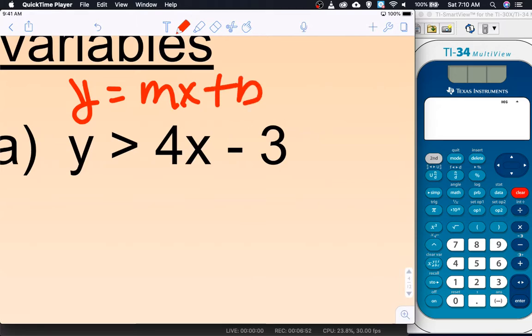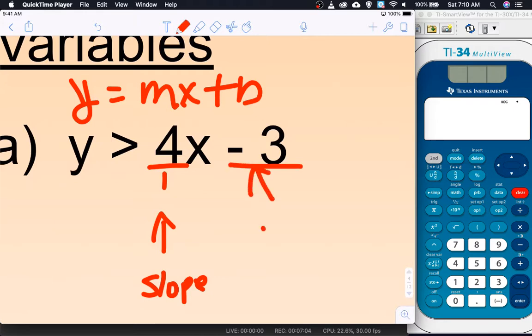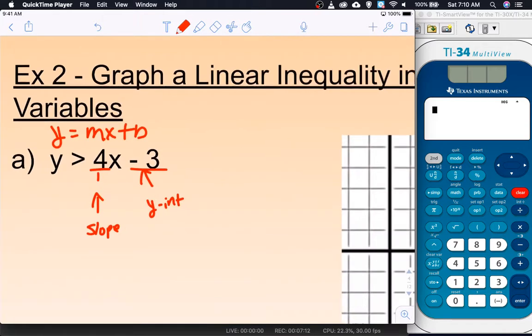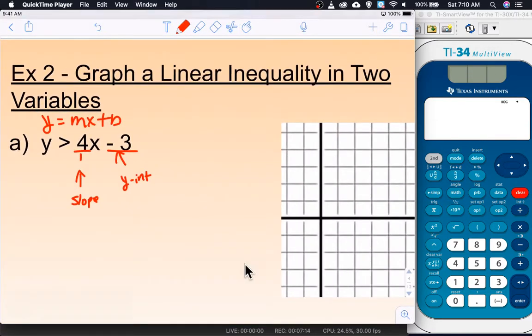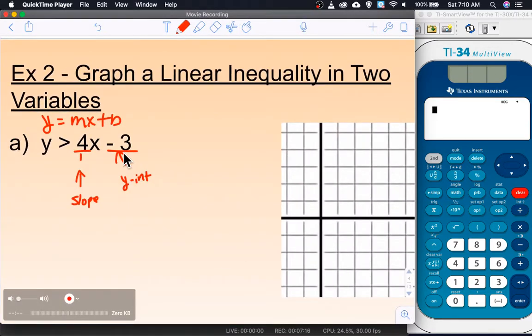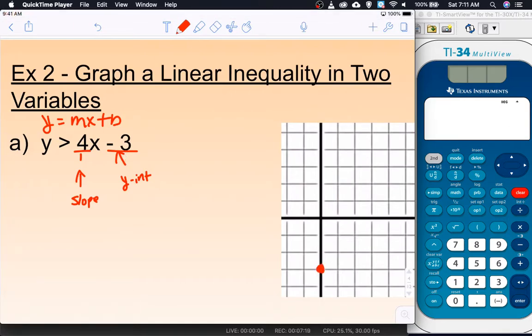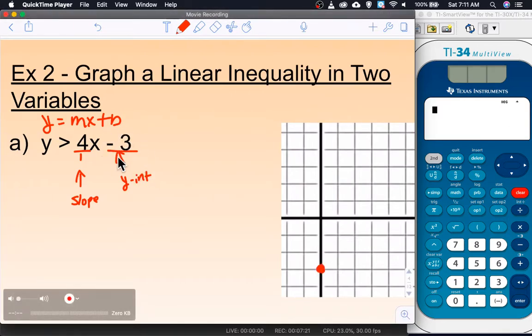So this is our slope. We prefer our slope as a fraction. This is our y-intercept. That's where the line crosses the y-axis. So when we graph this, we're going to start by graphing our y-intercept. I'm going to put a dot at -3 on the y-axis. That's where our line crosses the y-axis.